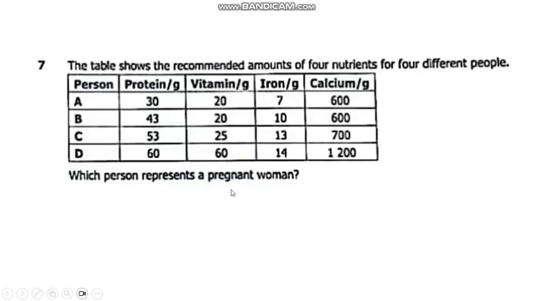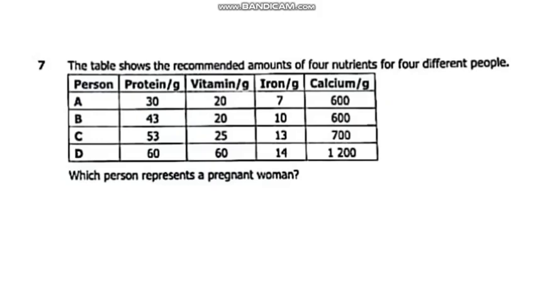Which person represents a pregnant woman? Here we are looking for the person that represents a pregnant woman. We know that a pregnant woman requires large amounts of nutrients in the diet, but these nutrients should be taken in small portions.